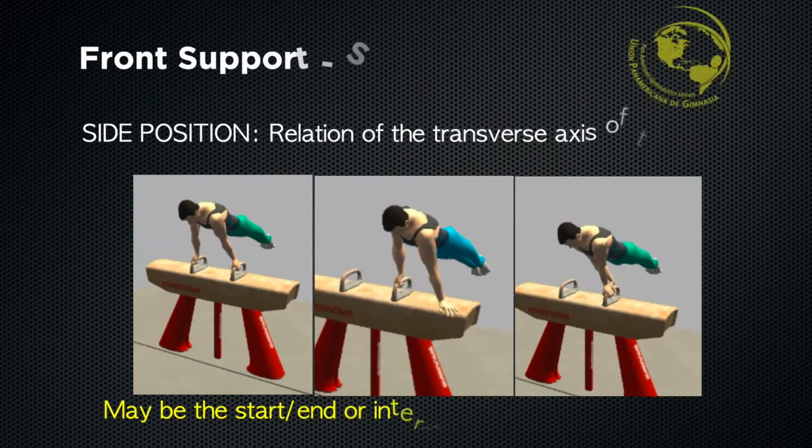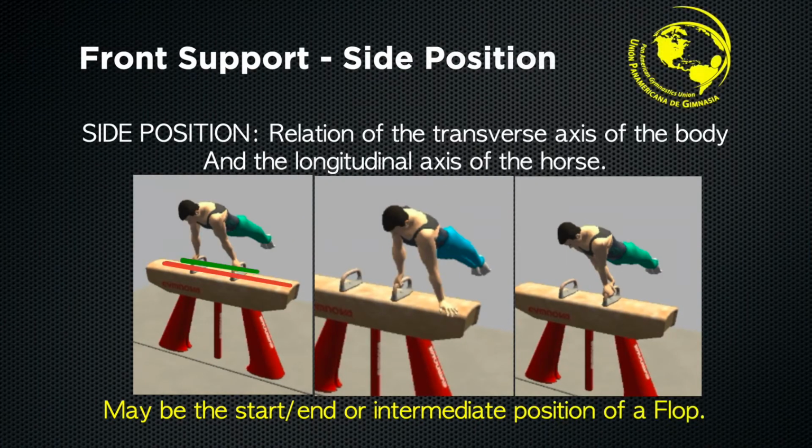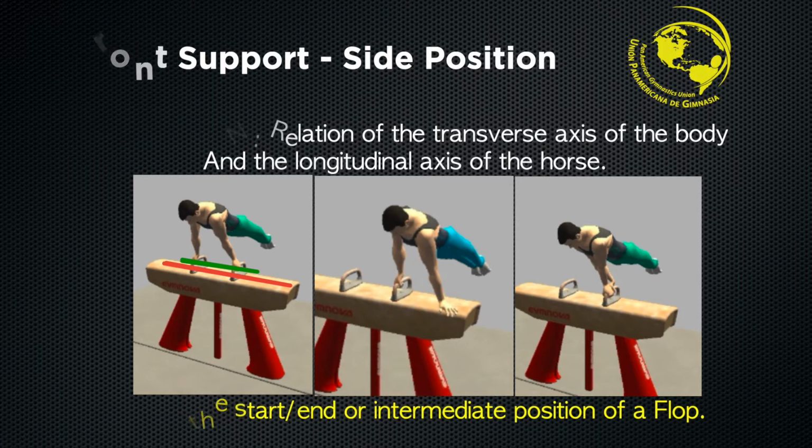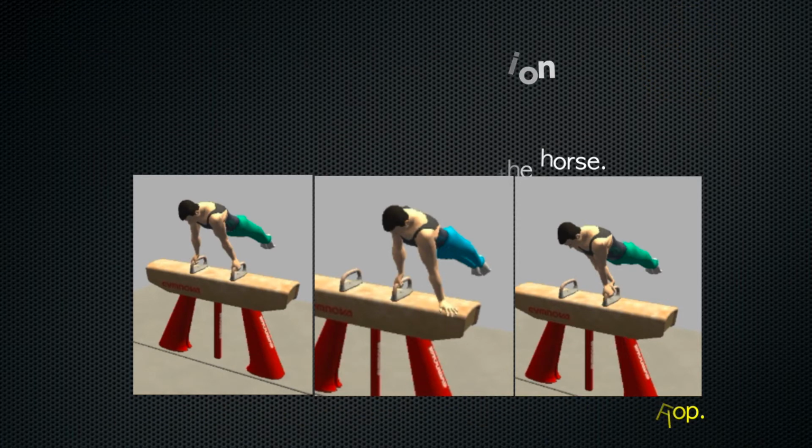In more basics, we're going to define and show the side position as the relation of the transverse axis of the body with the longitudinal axis of the horse. We can see the red line as the long axis of the horse and the green line as the transverse axis of the body. These can be the start and end positions of a flop, and in the case of the last picture on the right, it can be in the middle of a flop.